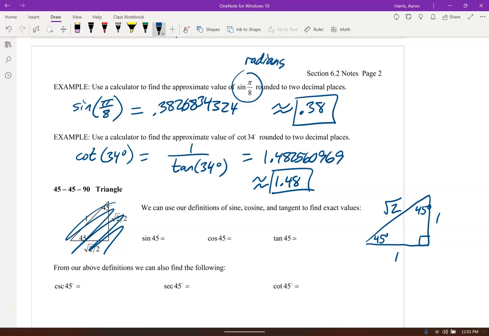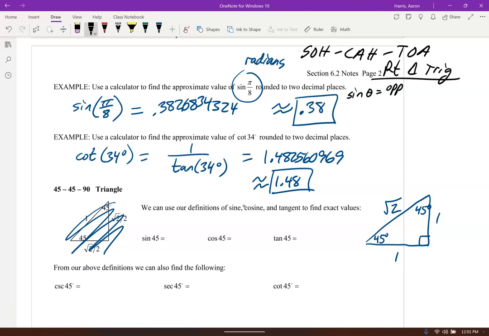And so if you notice, what would the sine of 45 degrees be? Well, if you remember from right triangle trig, I kind of don't have room here. Let me go to the side here. From right triangle trig, do you guys remember SOHCAHTOA? So in other words, the sine of an angle is opposite over hypotenuse. Cosine of an angle is adjacent over hypotenuse. And tangent of an angle is opposite over adjacent.